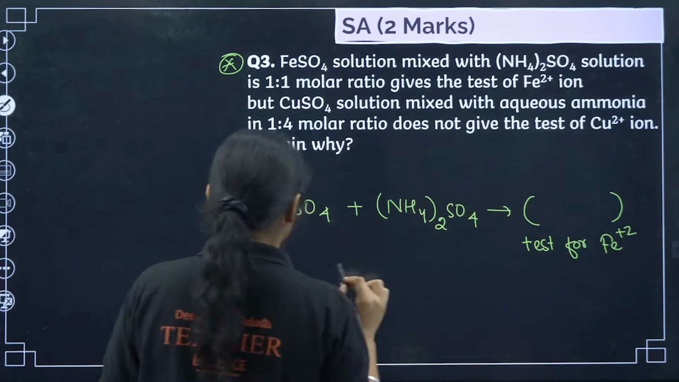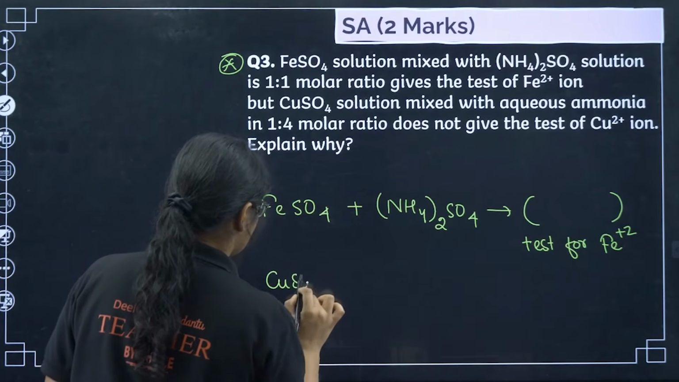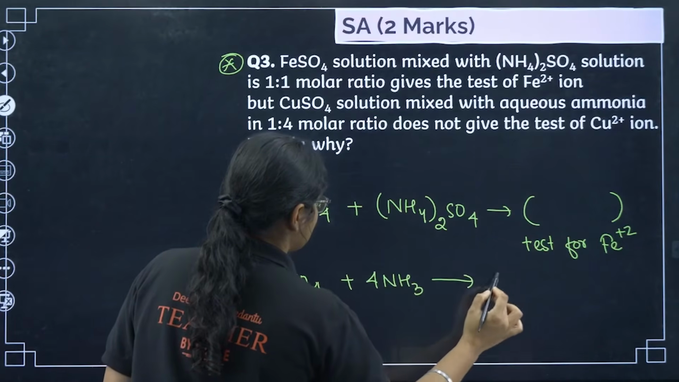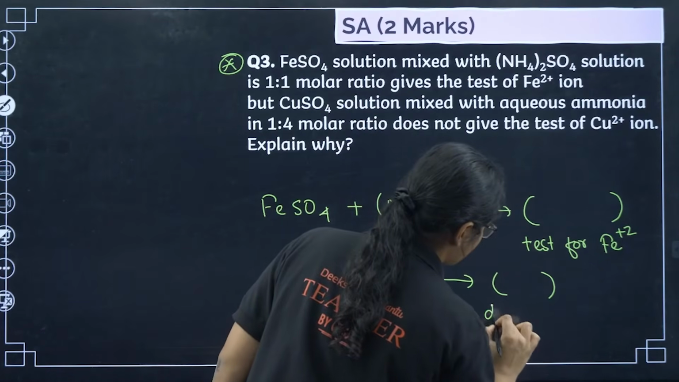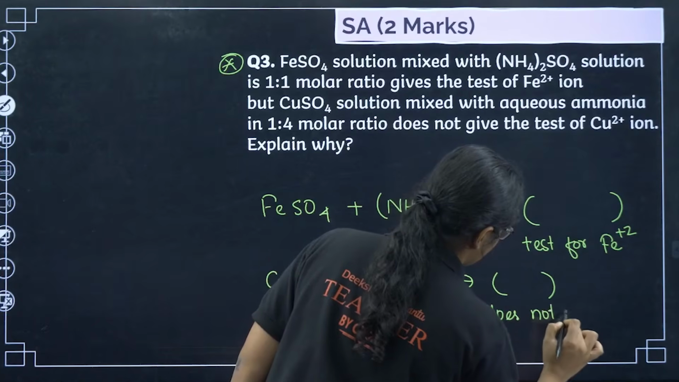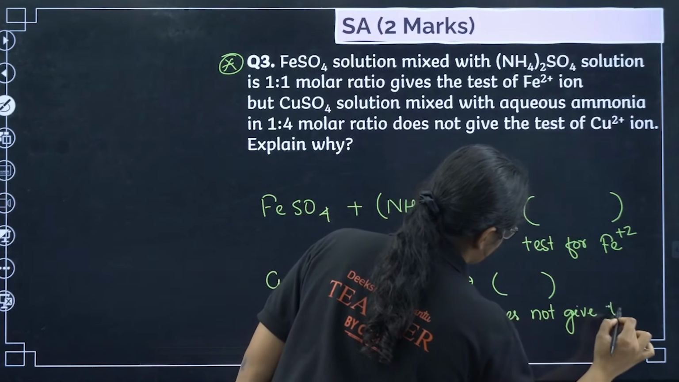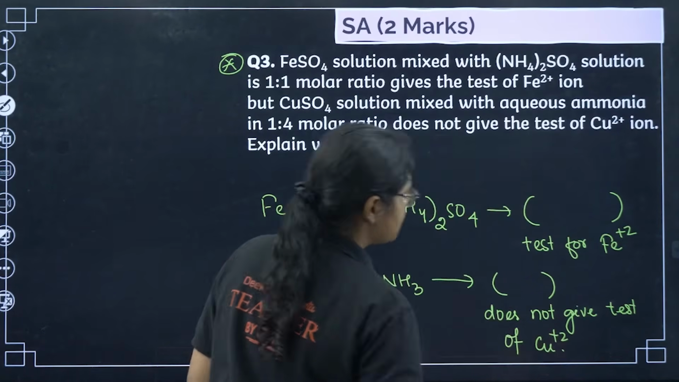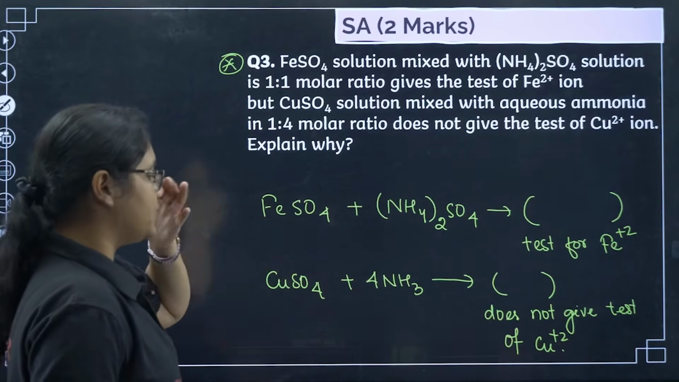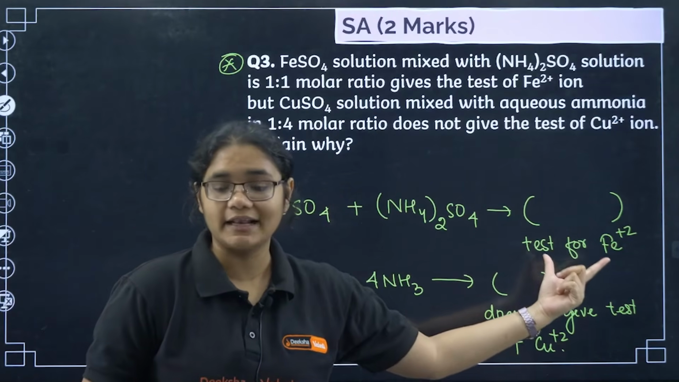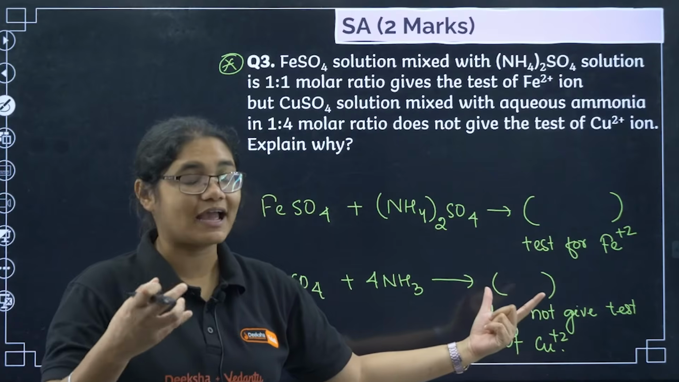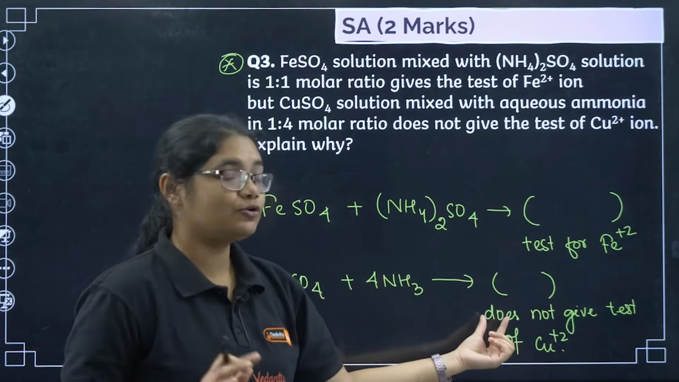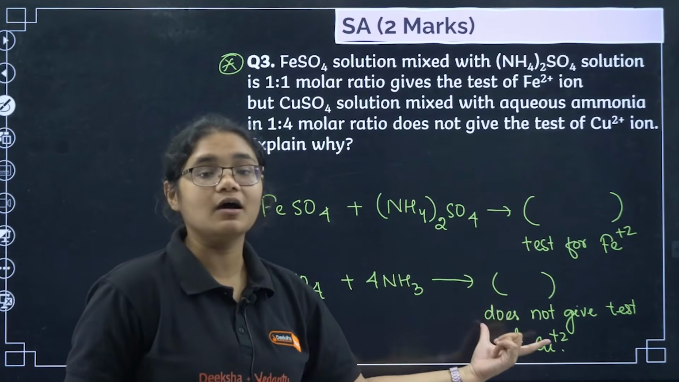Okay, but if you take copper sulfate and mix it with 4 times of ammonia, whatever product we get does not give the test for copper 2+. So that is the question here. Now what do we understand? If it is giving the test for Fe2+, that means Fe2+ ions must be produced in this product, so this must be a double salt. Here Cu2+ ions are not produced, so this must be a complex ion.